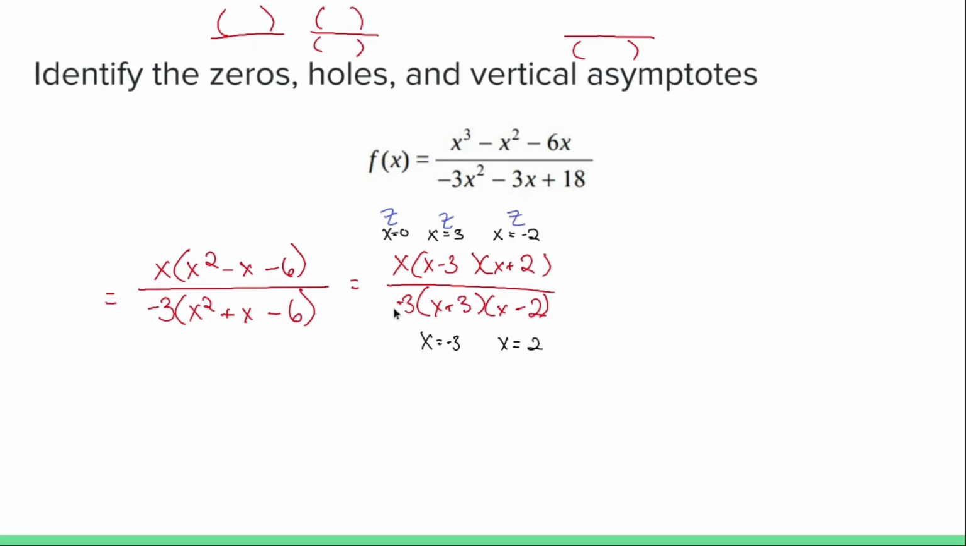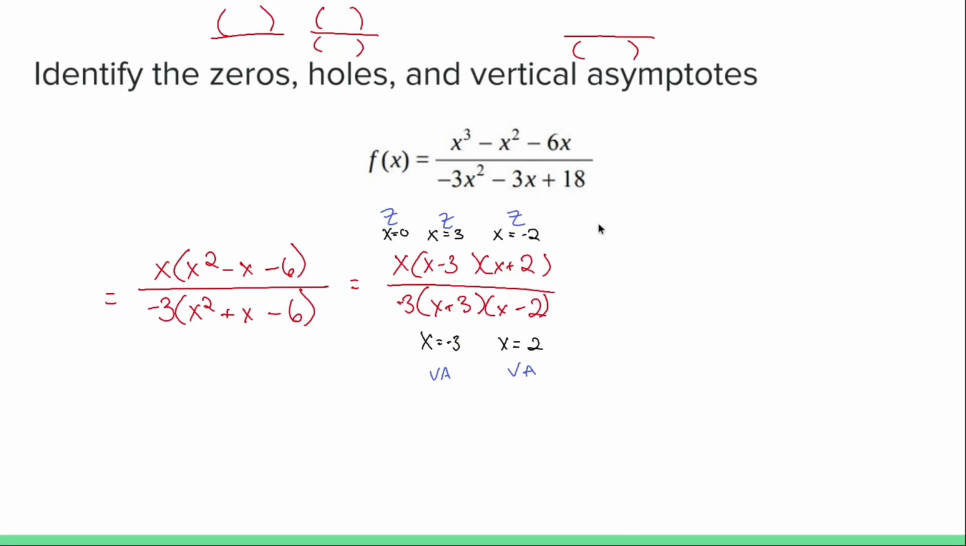On the bottom, I don't care about negative 3. There's no x. Ignore it. x equals negative 3 here, though, does not repeat upstairs. You're a vertical asymptote. x equals 2 in the denominator doesn't repeat up here. You're also a vertical asymptote.